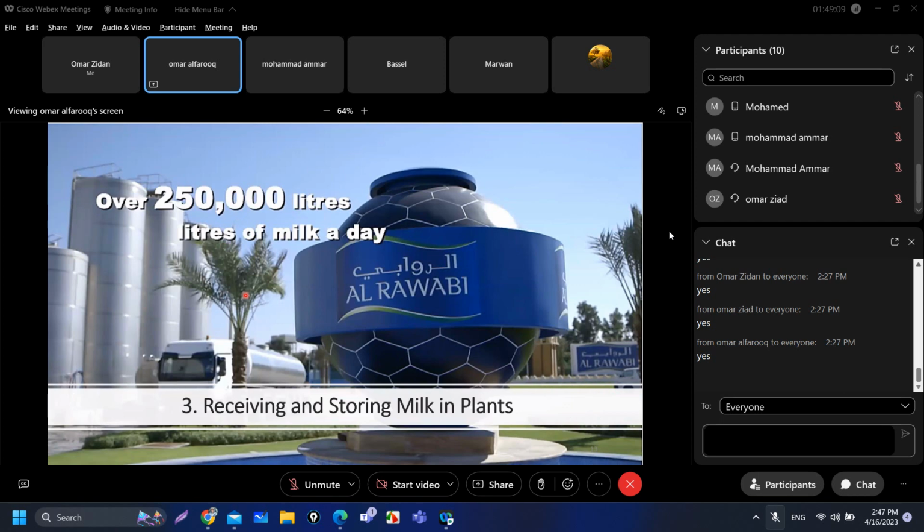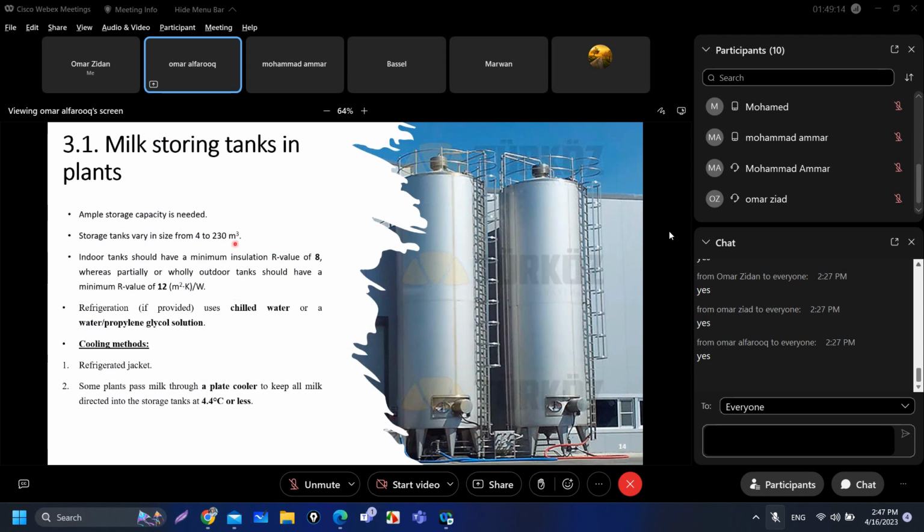Now, moving on to the third part, which is receiving and storing milk in the plants. Once the milk reaches the plant, it is directly pumped into ample storing tanks. Those storing tanks, as you can see here in the figure, range in capacity from 4 up to 230 meter cubed. Okay, and why do they have high capacity? Because generally milk is received at the plants much faster than the rate of processing and distribution. So we need a high storing facility.